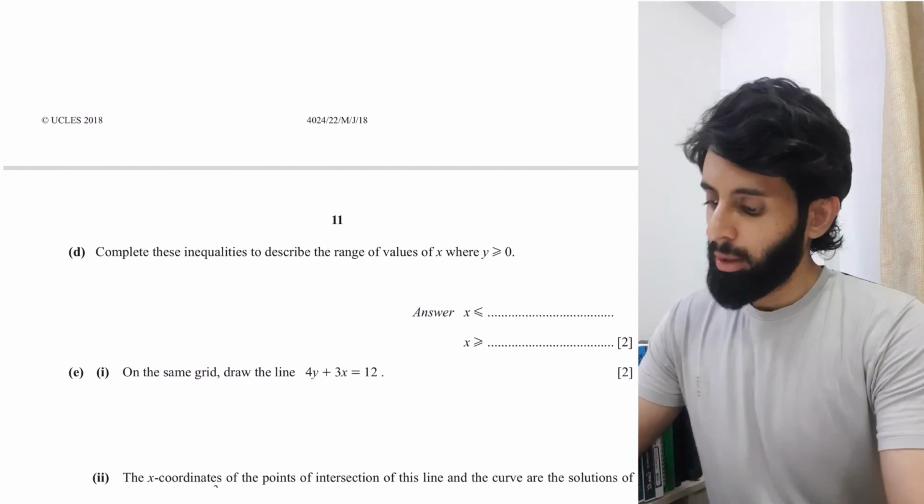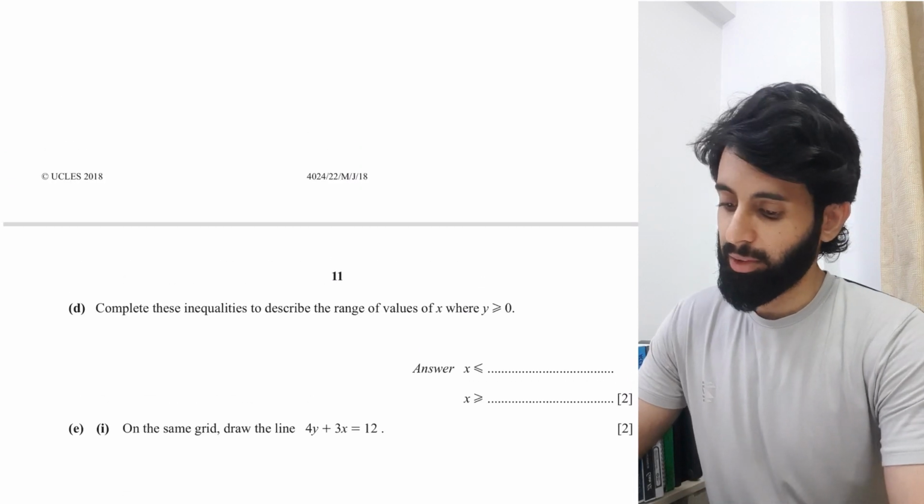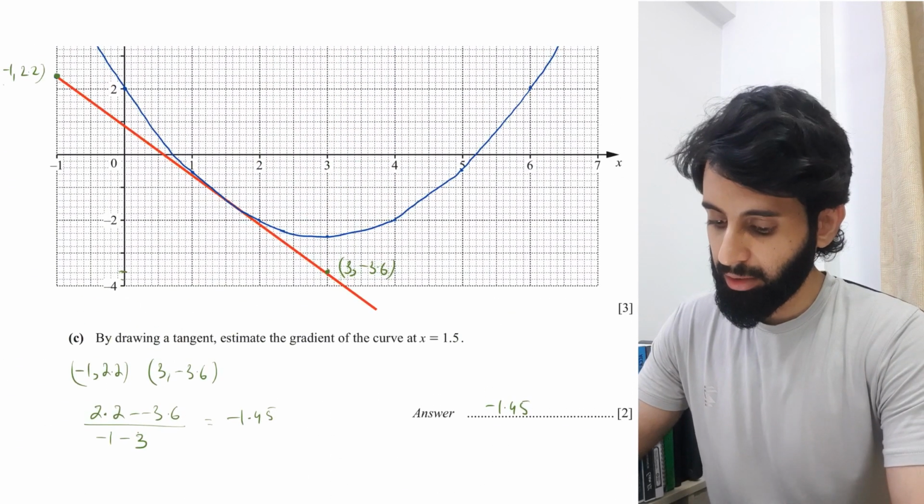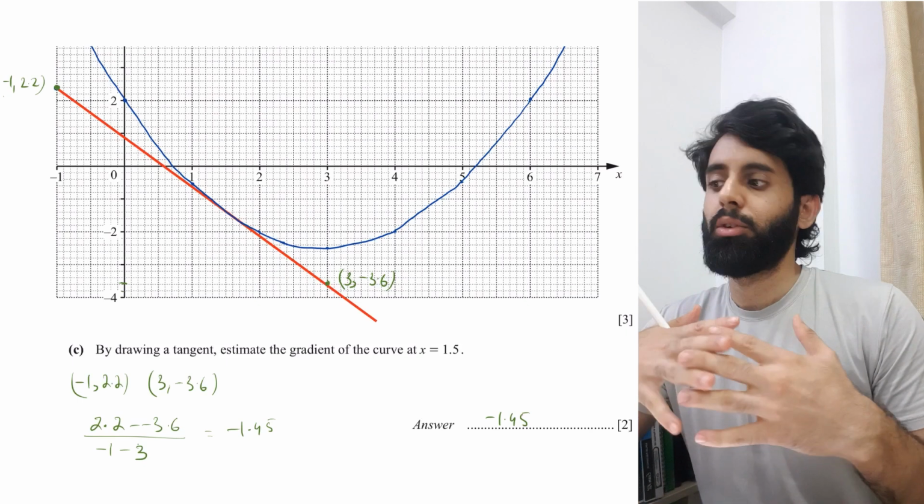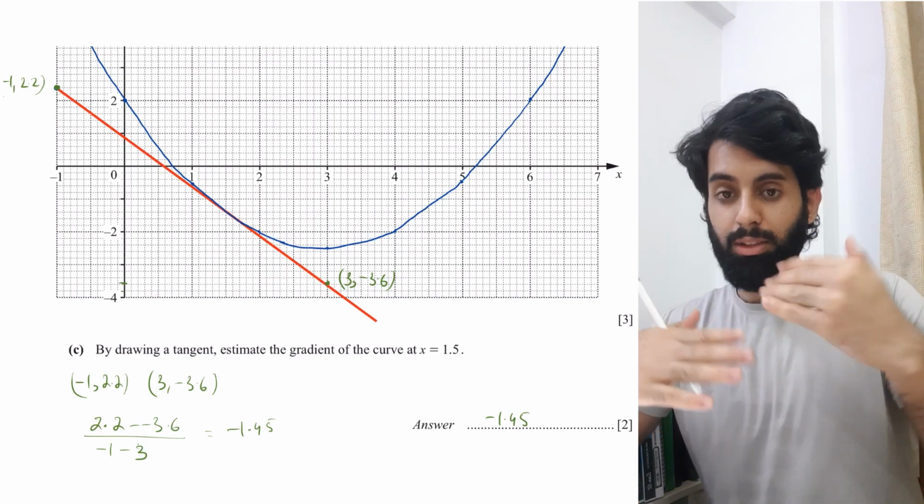Let's do part D. Part D says complete these inequalities to describe the range of values of x where y is greater than or equal to 0. Okay, so y being greater than or equal to 0 basically means you're looking for the range of values of x where the curve is above the x-axis.